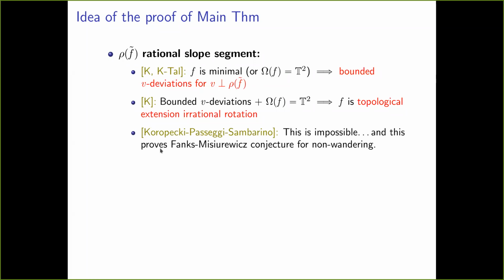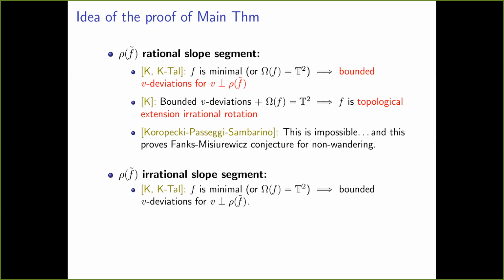And it is interesting that what I mentioned before, having this property here, Andrés Koropecki, Alejandro Passeggi, and Martin Sambarino, they show that this implies that this cannot happen. In fact, this does not exist. And this proves the Franks-Misiurewicz conjecture in this setting, at least for non-wandering homeomorphisms. The remaining case, that is the rational slope segment, in fact, cannot happen here.